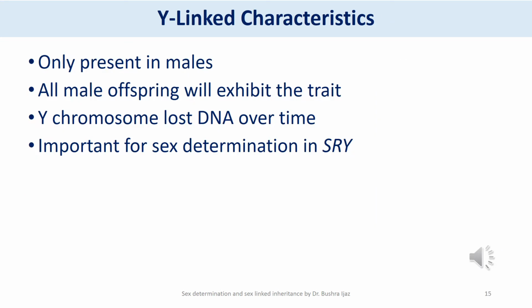Y-linked characteristics: since the Y chromosome is present only in males, Y-linked characteristics are present only in males, and all the male offspring will exhibit this trait. The Y chromosome carries very few genes, as it has lost most of its DNA over time. The most important thing present on the Y chromosome is the SRY gene. Now, before I explain Y-linked characteristics, let's watch something really interesting related to them.